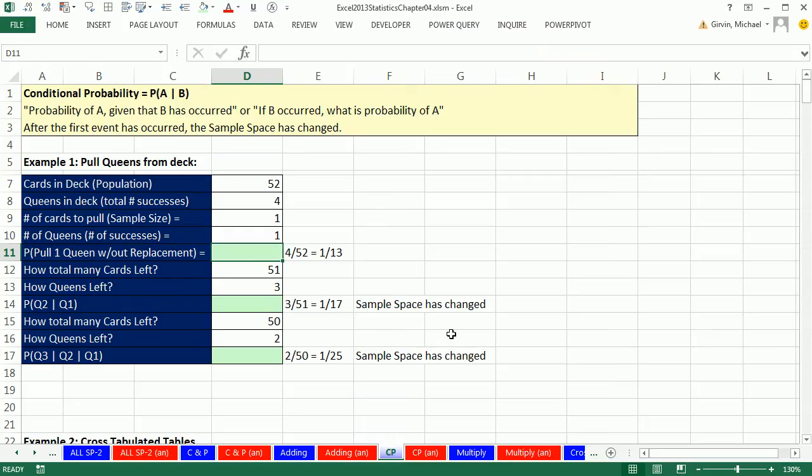We're over here on the sheet CP. We're going to talk about multiplying, but we first have to talk about conditional probability, then independence, then we'll talk about our multiplying law for probability.